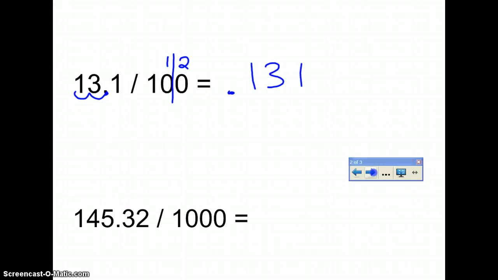Now I've got 145.32 divided by 1,000. So I've got 1 zero, 2 zeros, 3 zeros. I know I've got to move this decimal to the left 3 times. So 1, 2, 3. So my final answer is 0.14532.